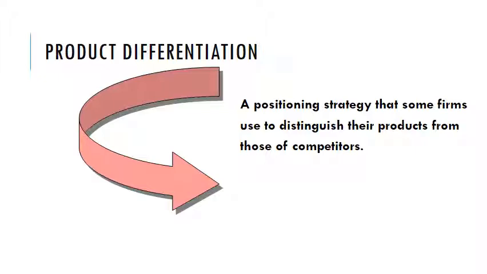So in positioning, one of the major strategies is product differentiation. A positioning strategy that some firms use to distinguish their product from those of competitors. That is what differentiating is. You can differentiate based on price, based on benefit, based on ingredients, or based on the manufacturer. All these are various kinds of differentiation factors.